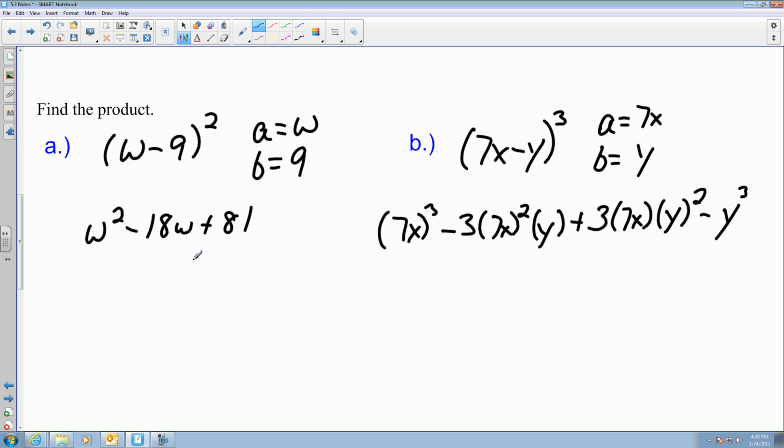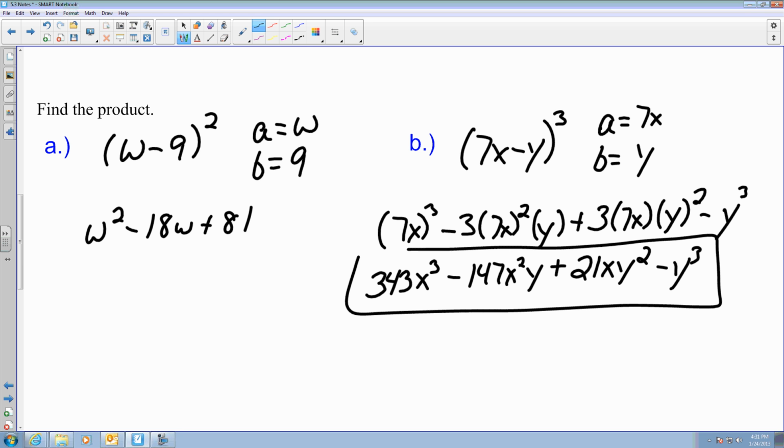Okay? Now I just have to remember my order of operations. So 7 cubed is 343x cubed minus, I got 7 squared, which is 49. 49 times 3 is 147. So now I got x squared y plus, I have 7 times 3, so that's 21xy squared minus y cubed. So it's just a matter of plugging them in correctly into the formulas.